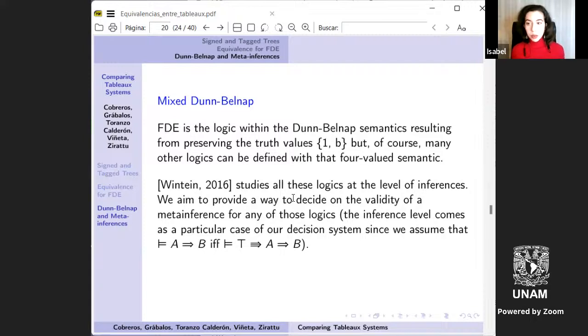So Vintine in particular studied all of those at the inferential level and gave some very detailed insights on many of them. But what we are gonna try to provide is an extra way, a way to go an extra step beyond and decide on the validity of the meta-inference level for those.